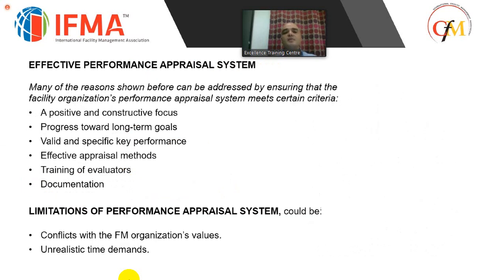An effective performance appraisal involves having a positive and constructive focus, progress towards long-term goals, valid and specific key performance indicators, effective appraisal forms, and training of the evaluators.